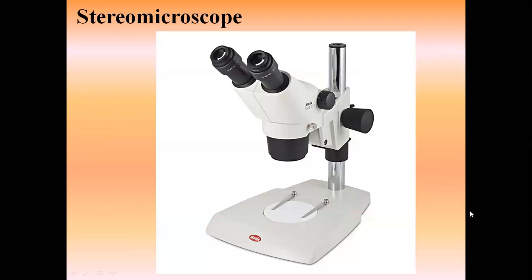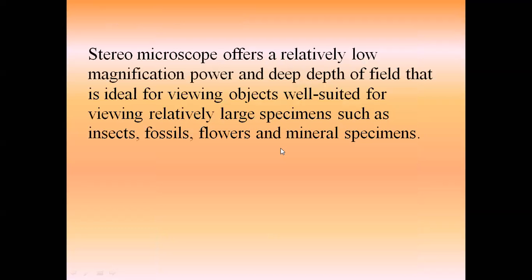So now comes your stereo microscope. As you can see, this stereo microscope, as compared to your compound microscope, has very limited features. That is, you see only one objective. This is important: in the nose piece, there is only one objective lens. The eyepieces are two, but there is only one objective lens.